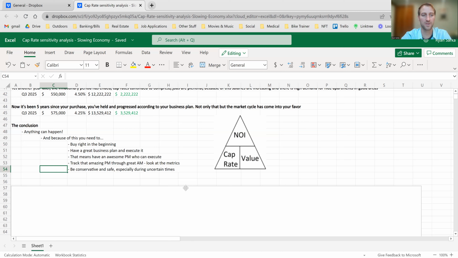So I hope this was helpful. I hope this was a good way to learn that relationship between those three metrics and see how things can change and adjust and move around over 5 years in this hypothetical situation.